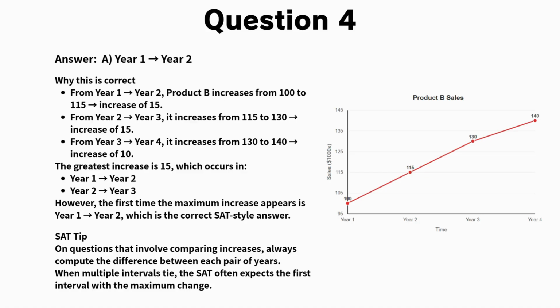Year 1 to year 2, and year 2 to year 3. However, the question specifically asks when product B first achieves the greatest increase. Since both intervals have the same increase of 15, we choose the first occurrence, which is year 1 to year 2.